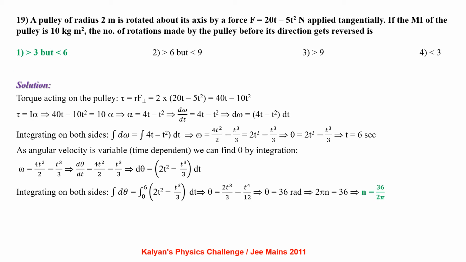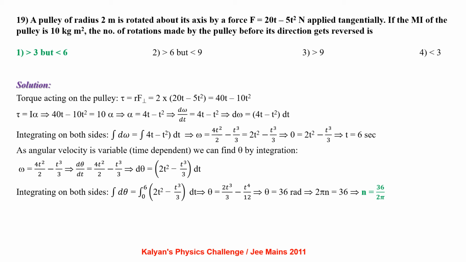A pulley of radius 2 meter is rotated about its axis by a force F equal to 20t minus 5t square Newton applied tangentially. If the moment of inertia of the pulley is 10 kg meter square, the number of rotations made by the pulley before its direction gets reversed is? Let us start the problem with finding the torque acting on the pulley, tau equal to R into F perpendicular, that is 2 into 20t minus 5t square, that comes out to be 40t minus 10t square. You can see tau is dependent on time.